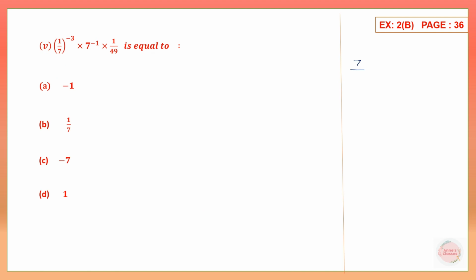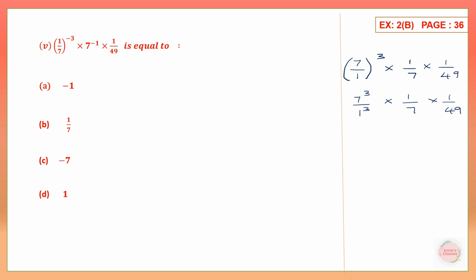So 7 by 1 raised to the power of 3 into, the next one here is 7 raised to the power of minus 1. I'll make the power positive by writing the reciprocal. So 7 by 1 will now become 1 by 7. So this is 1 by 7. And the last one given to us is 1 by 49. So now, if I have to remove the brackets here, it becomes 7 to the power of 3 by 1 to the power of 3 into 1 by 7 into 1 by 49.